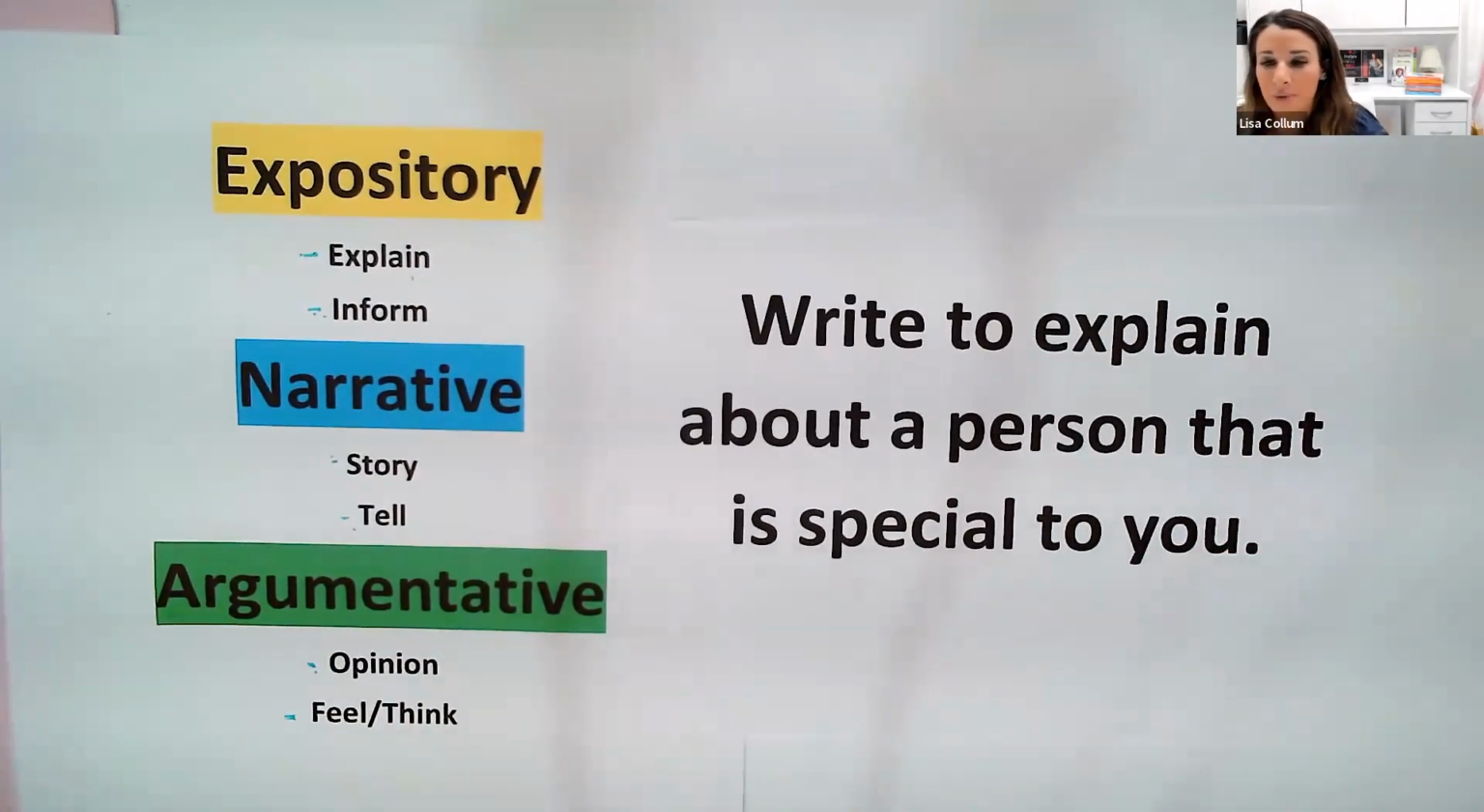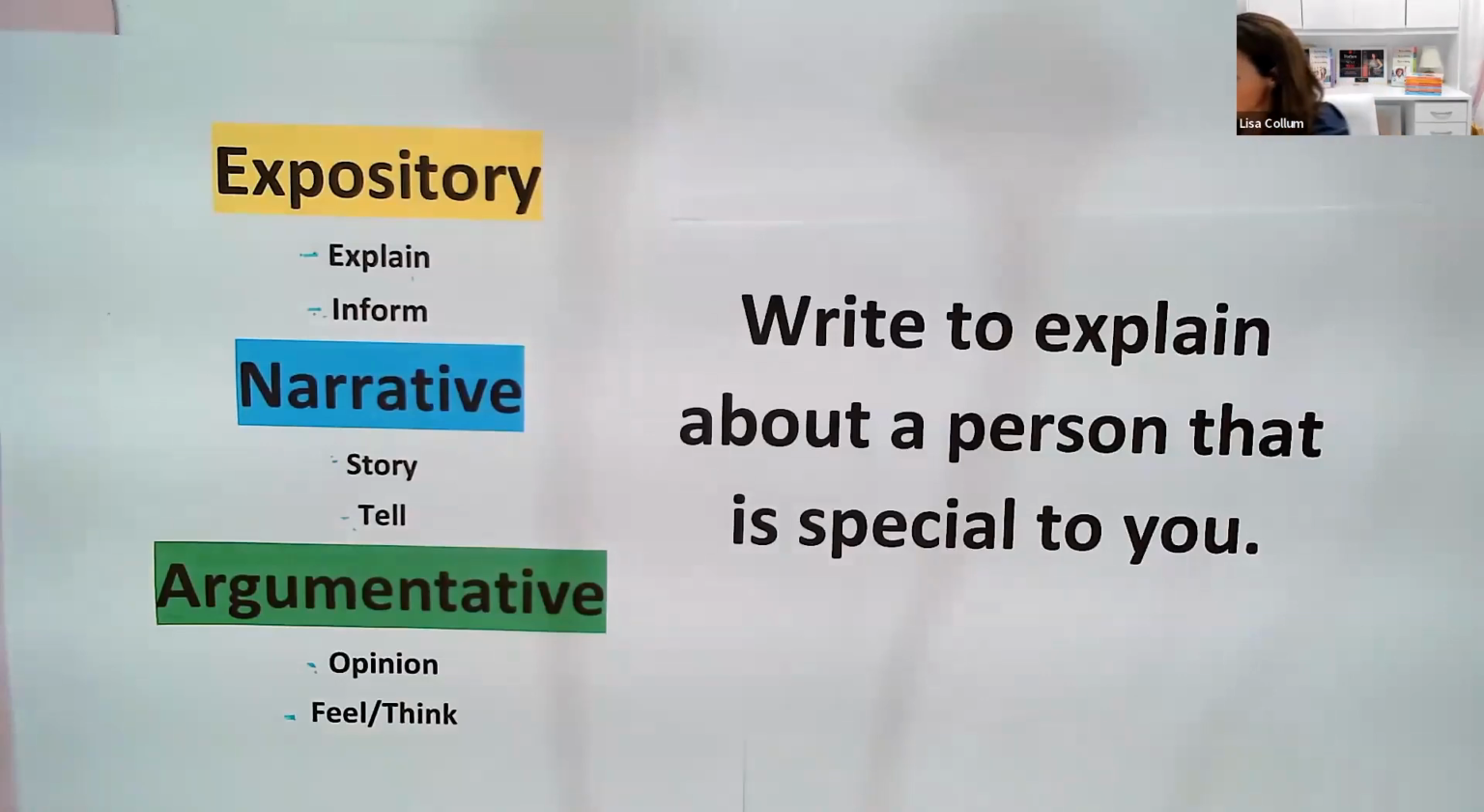Write to explain about a person that is special to you. I'm going to give you 5 seconds to find this keyword. 5, 4, 3, 2, 1, 0. Okay, you should have the keyword. Ready? The keyword is explain.